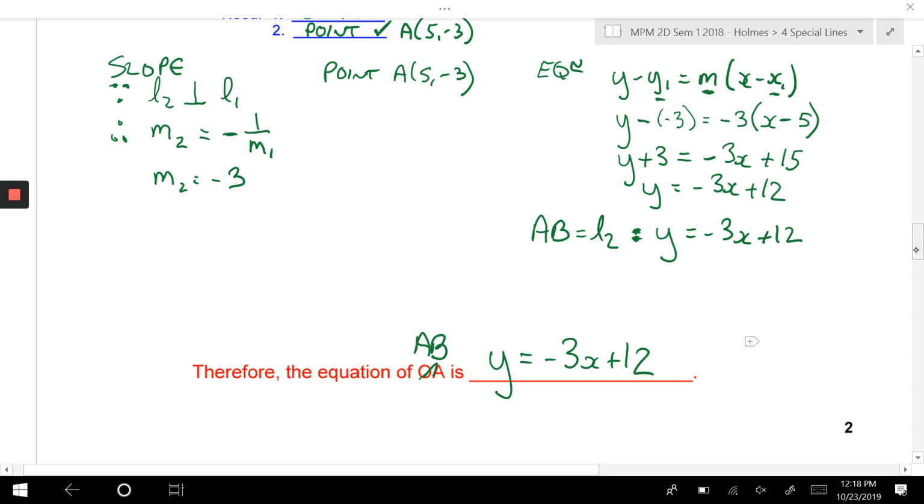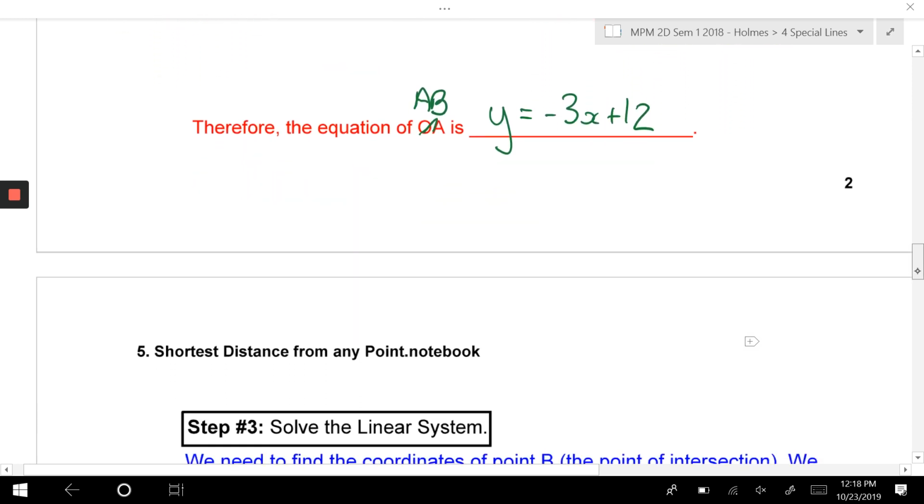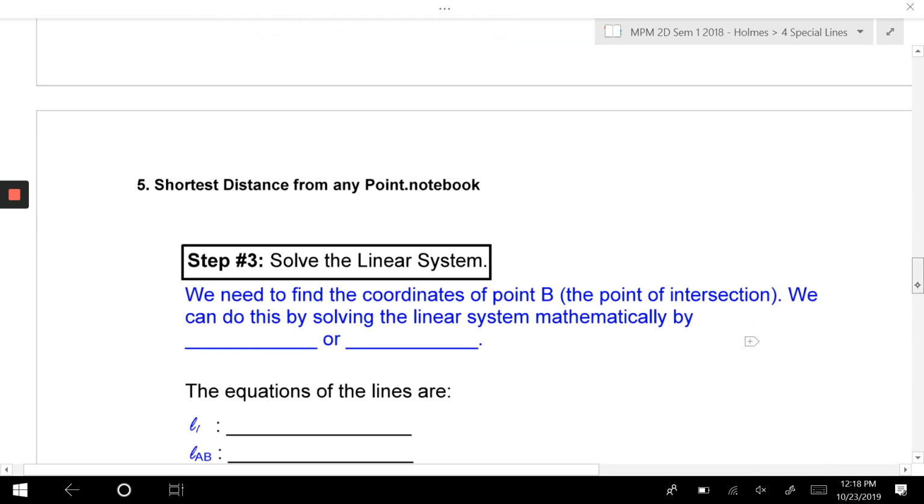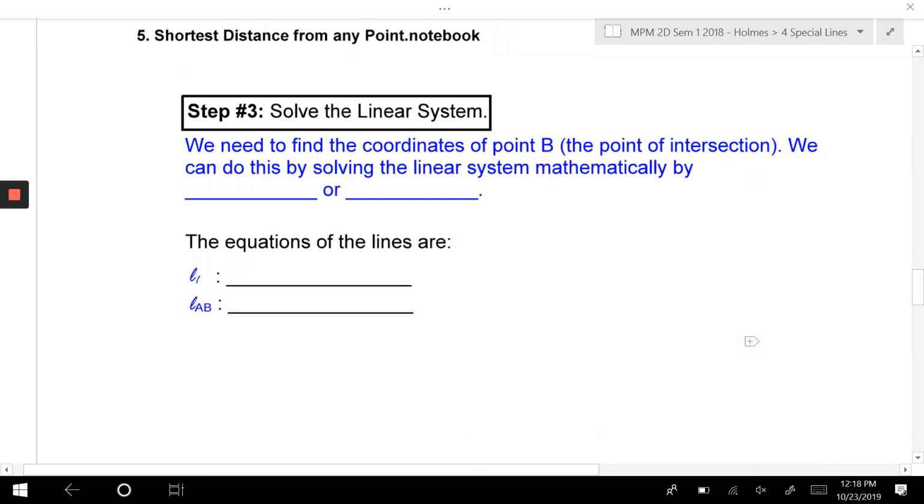Okay, so we'll continue. As soon as you get confused, just ask. Okay, so we're going to solve the linear system. We need to find the coordinates of point B, the point of intersection, the solution to the system. We can do this by solving the linear system mathematically, by substitution or elimination.